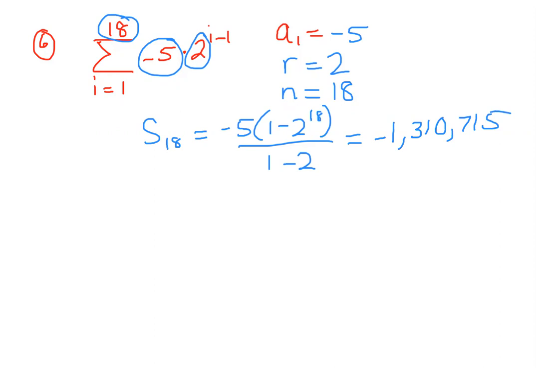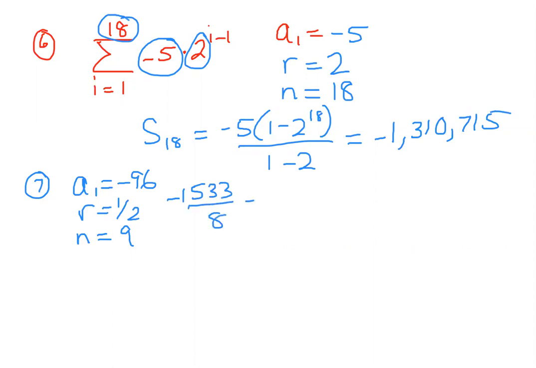All right, big numbers. Oh, there's more. Of course there's more. Number 7. A1 is -96. R is 1/2. And n is 9. If you substitute all those into that equation, you should get -1533 over 8, which equals -191.625. I'm not going to write out all of these. You can do it on your calculator if you would like.